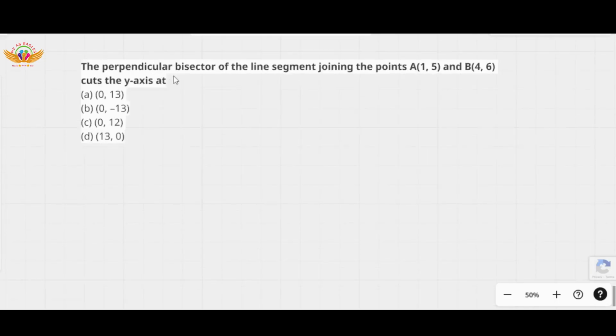The perpendicular bisector of the line segment joining the points A, B cuts the y-axis at. Just now I told you in the previous question, perpendicular bisector means it exactly divides the segment in the middle. So just go with the midpoint formula, (x1 plus x2) by 2, that is (1 plus 4) by 2 and (5 plus 6) by 2. So it's 5 by 2 and 11 by 2.